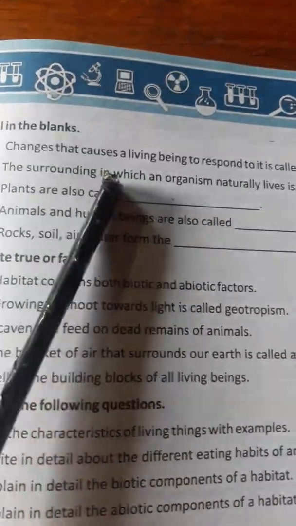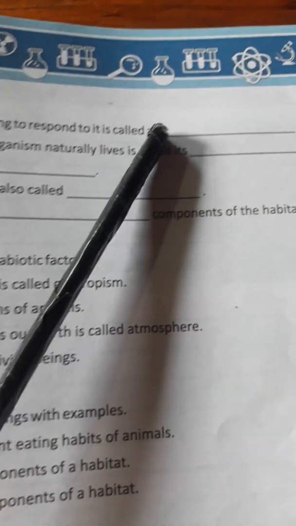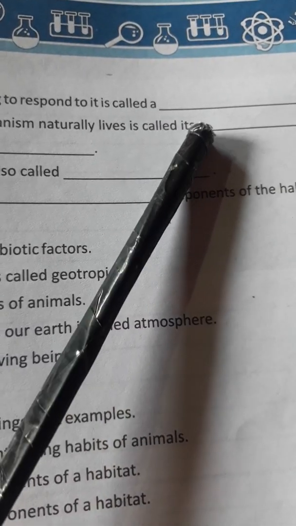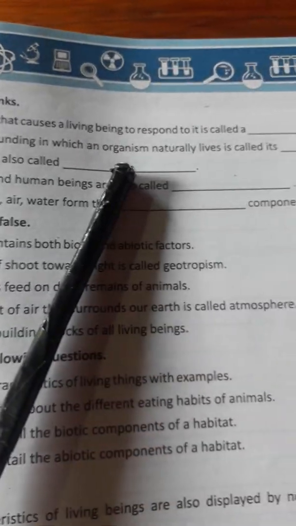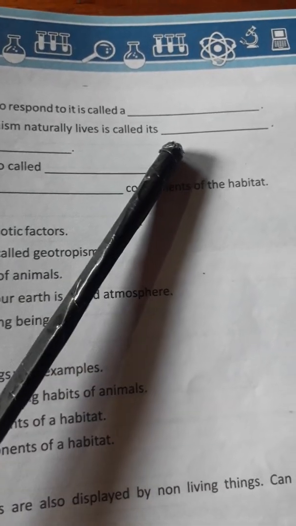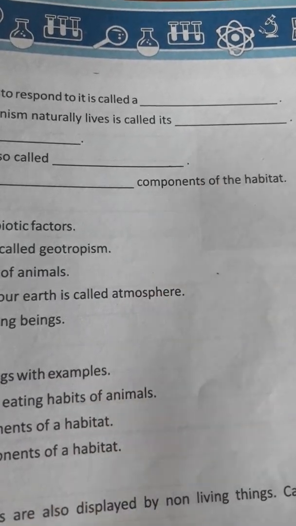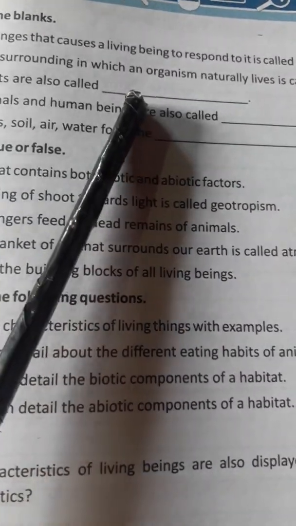Now, fill in the blanks. Let's discuss this. Changes that cause a living being to respond to it are called a dash. That is stimulus, S-T-I-M-U-L-U-S, stimulus. The surrounding in which an organism naturally lives is called its dash. That is environment. Number 3, plants are also called dash producers.